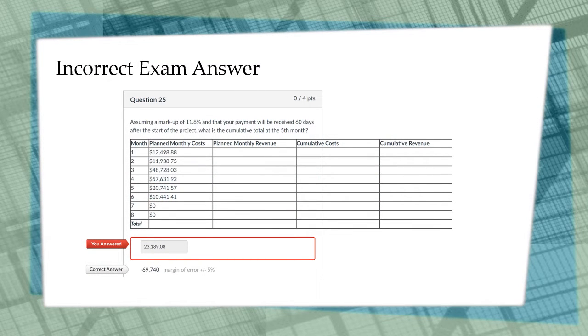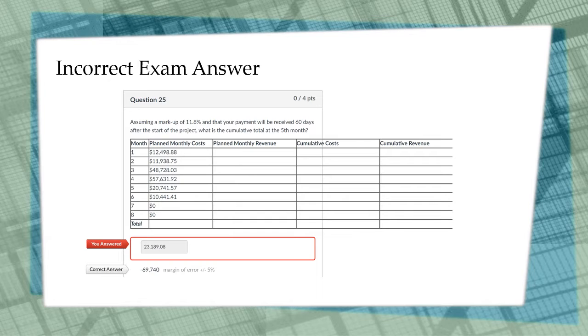Okay, so to start off, I'd actually like to indicate that I got the question wrong on the exam because I was running out of time, and I also put more effort into my other questions and to studying the other material as well. So the question says, assuming a markup of 11.8% and that your payment will be received 60 days after the start of the project, what is the cumulative total at the 5th month?